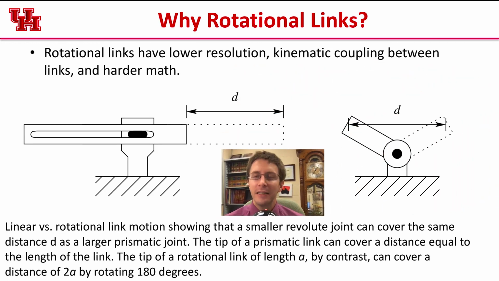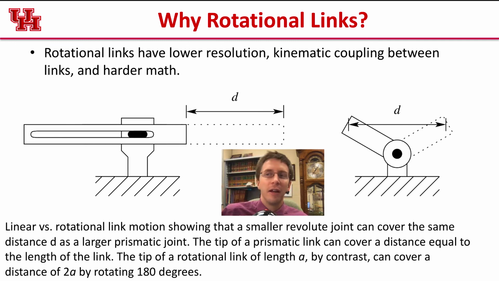Most of the complexity in this class is going to be because we use rotational joints. And there are bad things about rotational joints. They're going to make our math harder. They cause lower resolution. As they rotate, they can cause other effects in other joints because they're not just moving in a single direction.